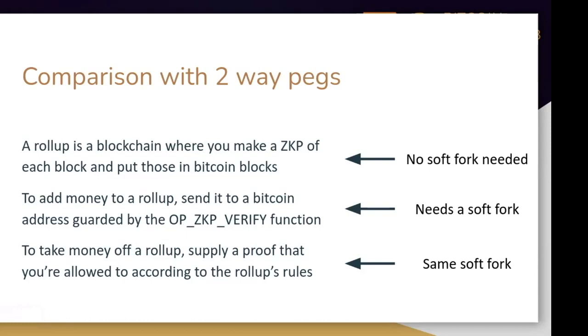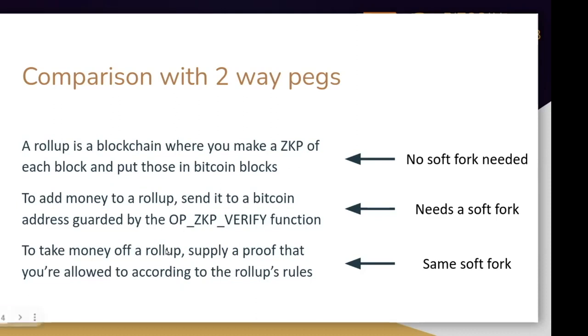Bitcoin has text fields. But to add money to them, you'd have to send it to a Bitcoin address that is guarded by a function that says you can only spend this money if you prove, with zero knowledge, that you own that money on the sidechain. And such a function does not currently exist in Bitcoin. So you need a soft fork to add that.